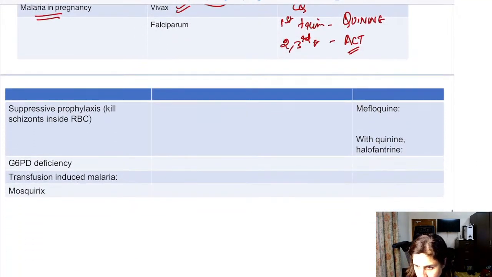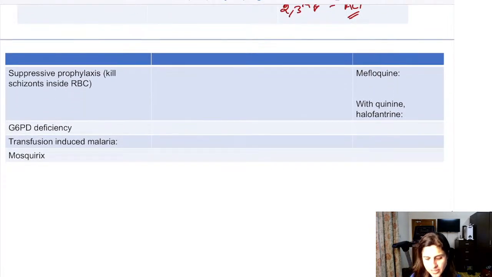All right. Yes. Now suppressive prophylaxis, which is actually for travelers. ठीक है? Suppressive prophylaxis के लिए what drugs are to be given for suppressive prophylaxis? So these are for travelers who are traveling to endemic countries or regions जहाँ पे malaria है. So what drugs can you give?